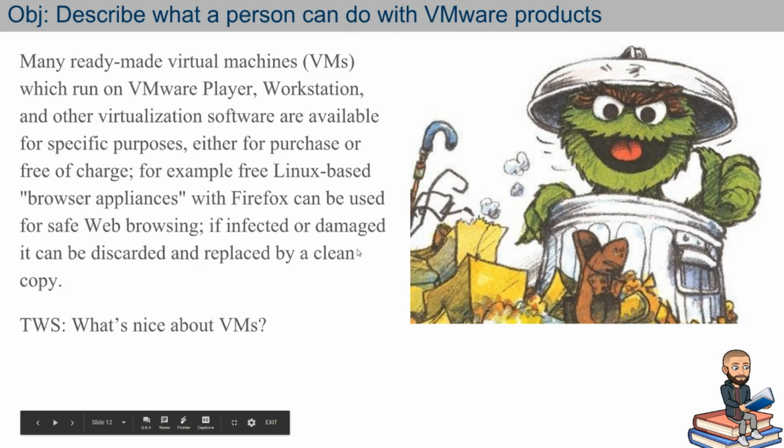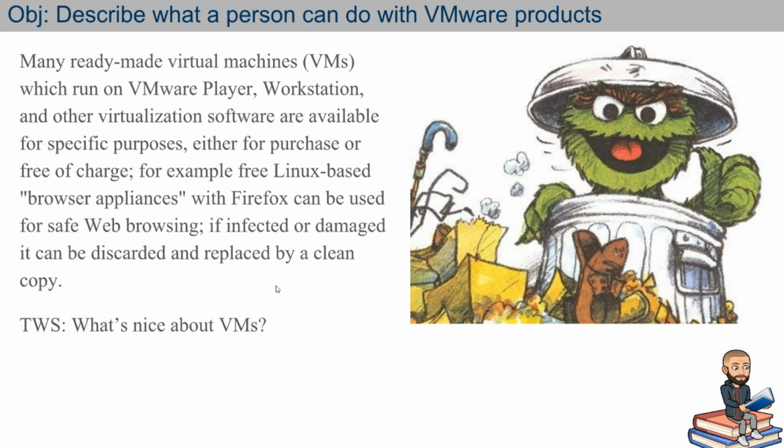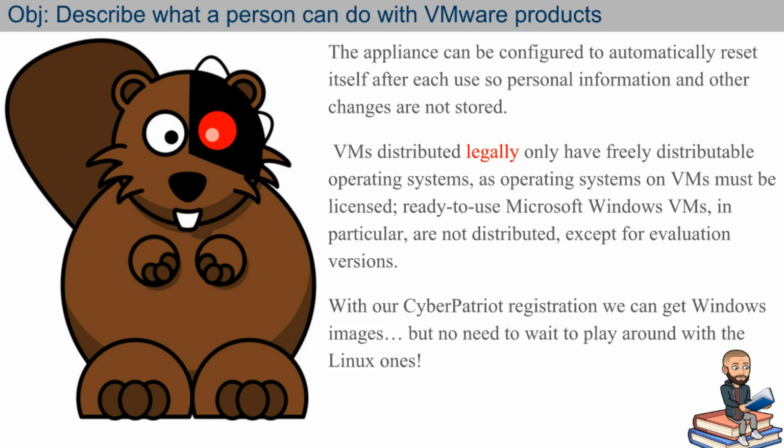So to close out this lesson, there are many ready-made virtual machines which run on VMware Player, and you could be doing this for all kinds of different purposes, including safety here. So if I was to browse the internet through the Firefox you saw on that Linux virtual machine, then that'd be cool. And then if anything got infected or damaged, I just discard it. And I want to make sure you guys are really understanding that is one of the nicest things about virtual machines. Just take that thing and throw it in the trash along with Oscar the Grouch right here. And you could even configure VMware to automatically reset itself after each use so that no personal information is saved.